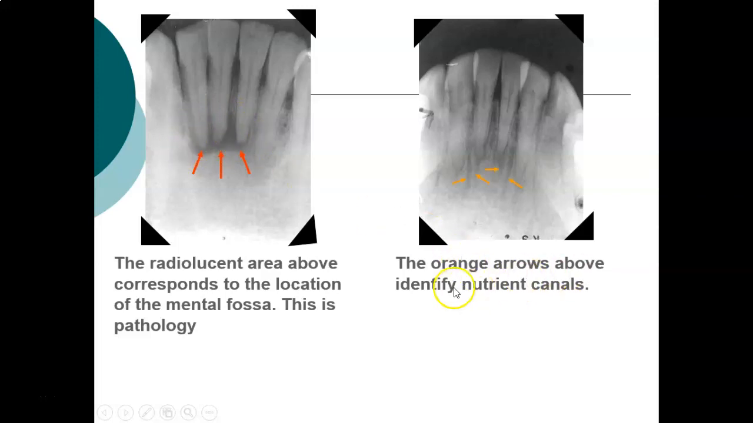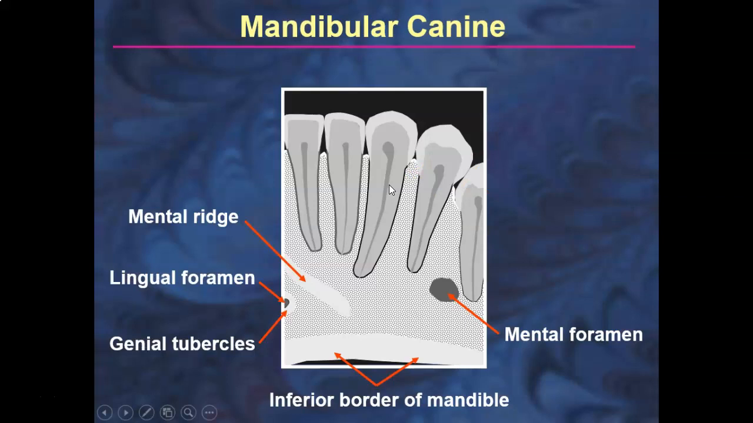The orange arrows above identify nutrient canals, so that's interesting. So you see these little streaks coming down from the incisors. Those are nutrient canals. A nutrient canal, let's see where it said.